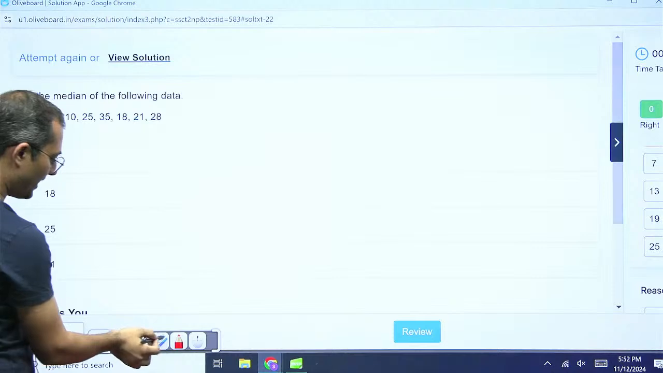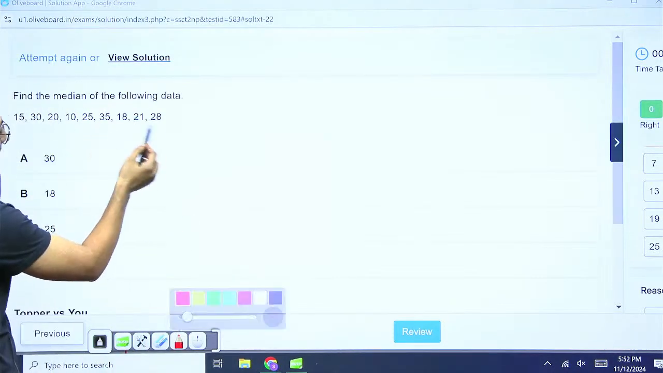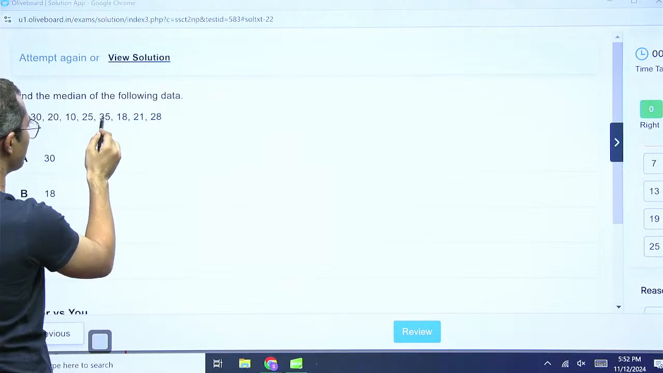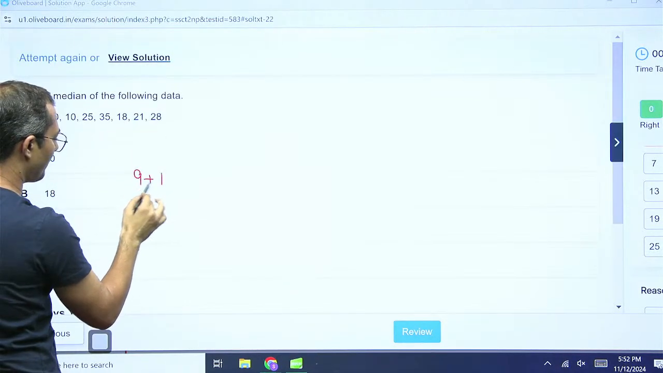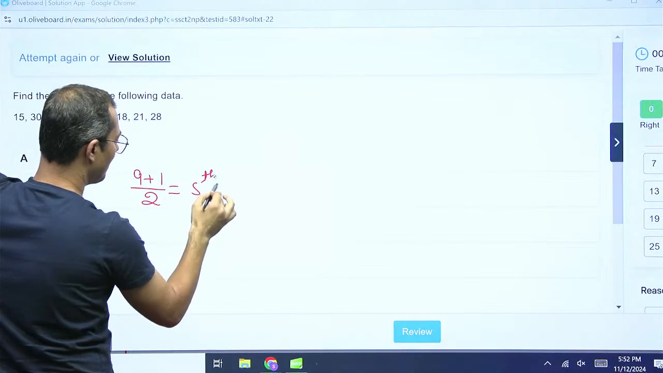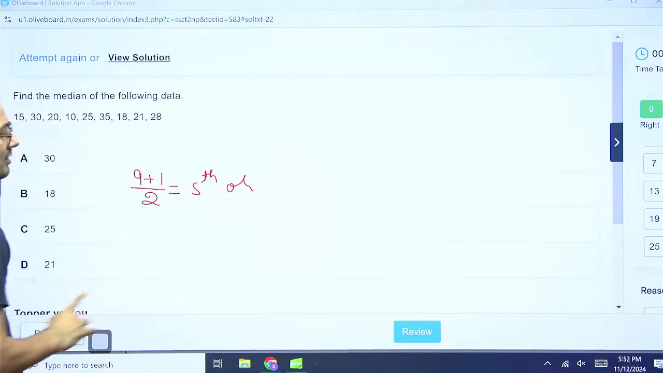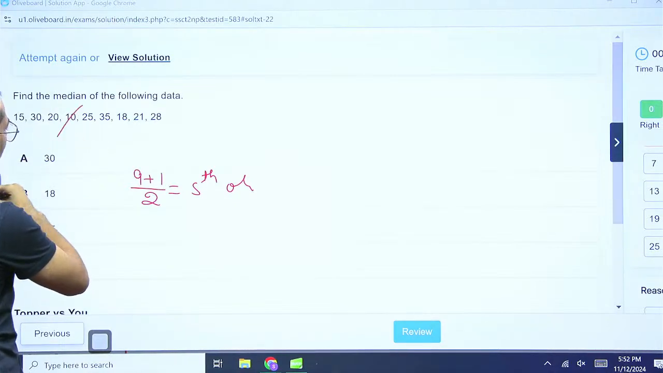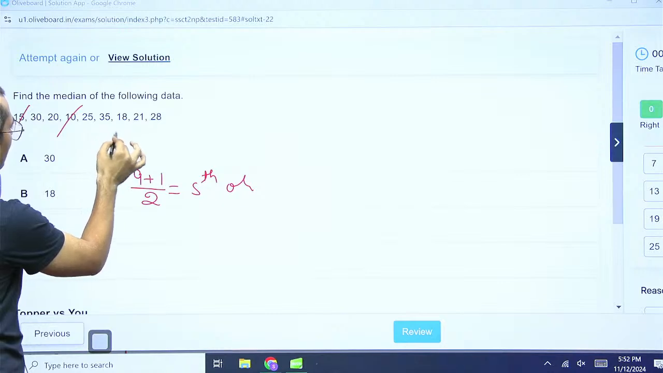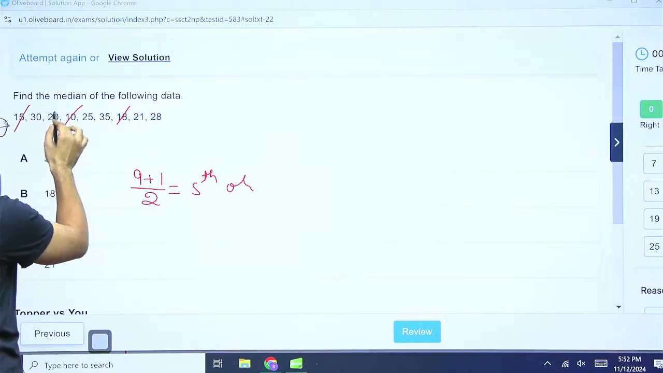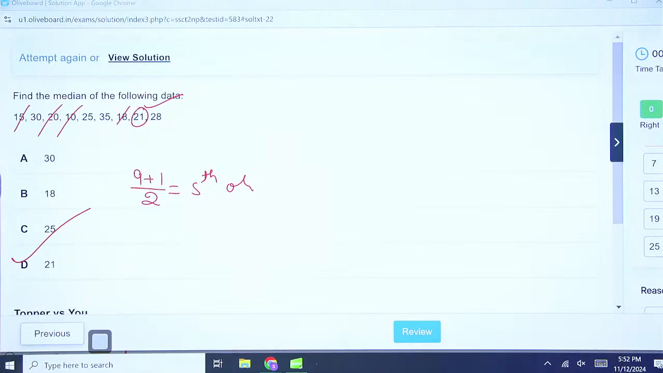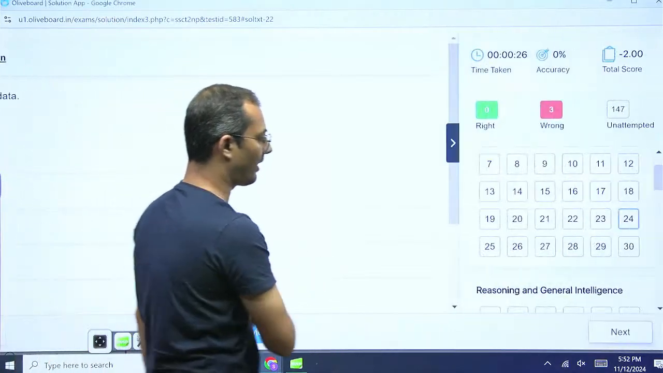See the median. First of all, arrange in ascending order, right? Arrange in ascending order, then 1 2 3 4 5 6 7 8 9 observations. So 9 plus 1 divided by 2, so we can say the fifth observation from the lowest to the highest. The fifth one is 21. So we can say that 21 is the right answer.